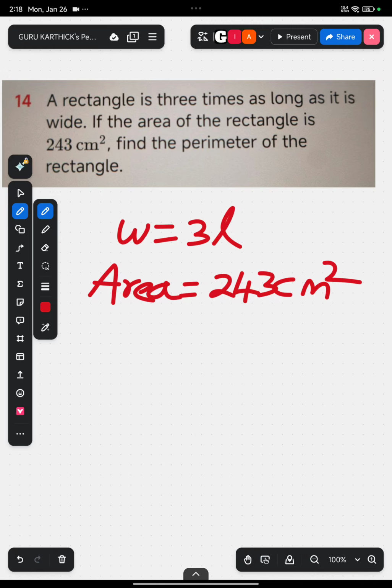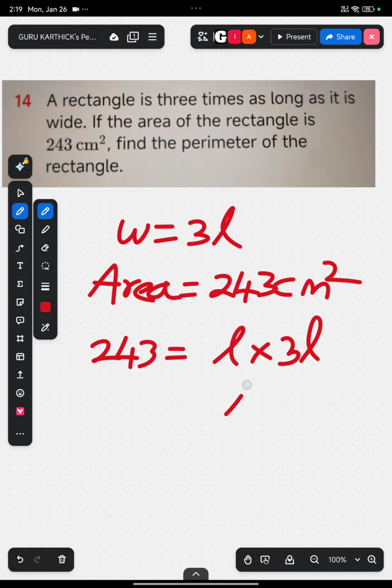L into B. Okay, so 243 is equal to L into B. Here it's width, length into width. Now see here, what can I substitute here? 3. Come on, pa. What can I substitute it here? Length into width. Width value is equal to 3 times of L.